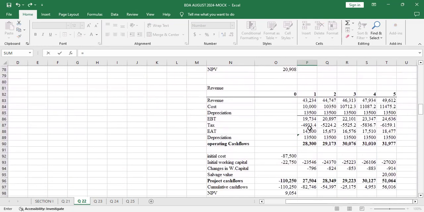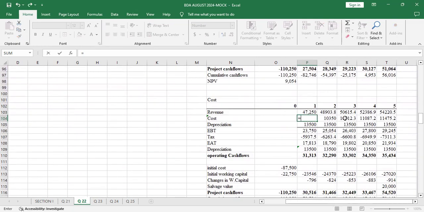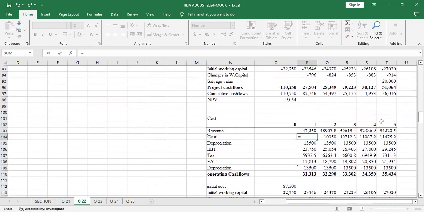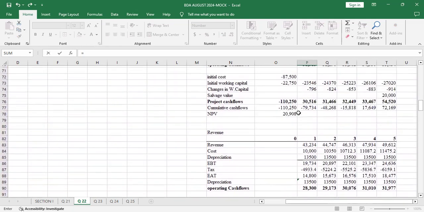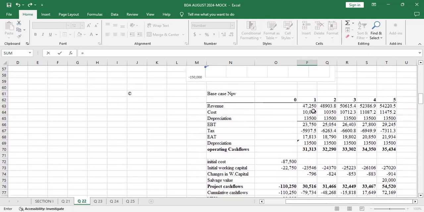You can see now, the revenue remains the same. They're on the original data. The only thing that we are varying now is cost. As you vary cost, revenue remains the same, and other items like depreciation and initial cost remain the same. We only vary the cost only. The others remain constant. So just say equals to, then you go to base case. So I select that 10,000.